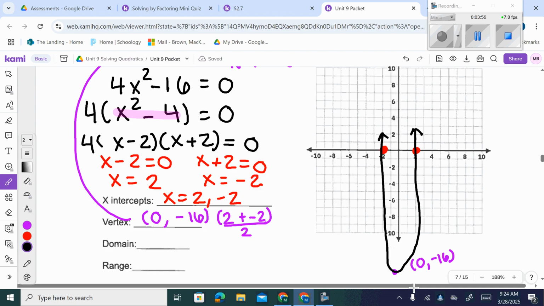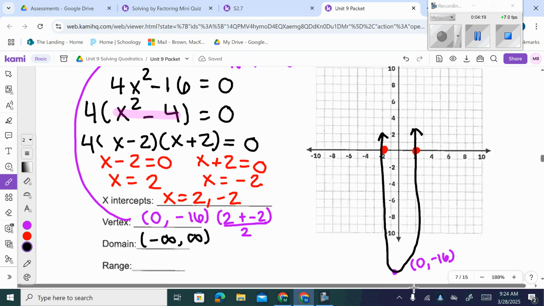All right, I'm going to pause here for a second. Are we okay with everything we've done? Or are we lost somewhere? We okay? All right, let's talk about domain. Domain is from where to where? Left to right. It's got arrows. Is it ever going to stop going left? No. What about right? So -infinity to infinity, good.